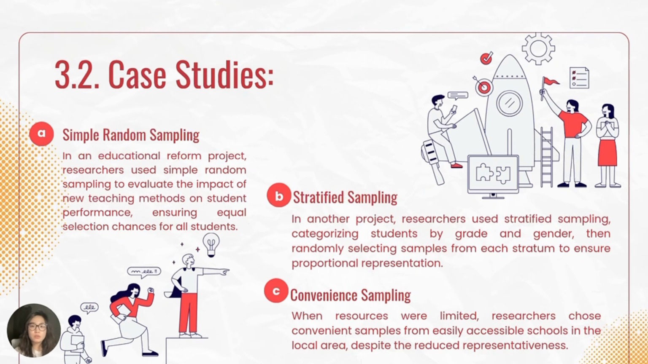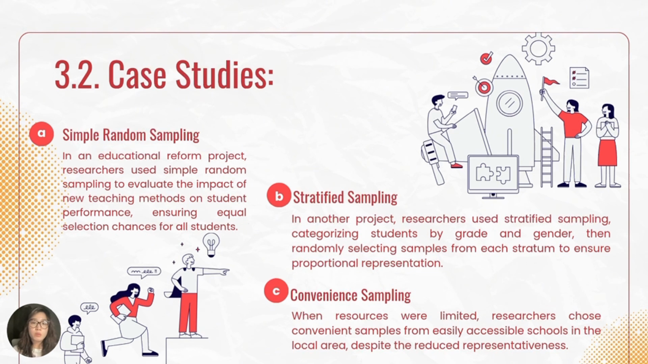To better understand those factors, let's look at the field case studies. The first case, in an educational reform project, the researchers used simple random sampling to assess the impact of new teaching methods on student performance. Since the research aimed to infer the performance of all students, the researchers wanted to ensure that every student had an equal chance of being selected.